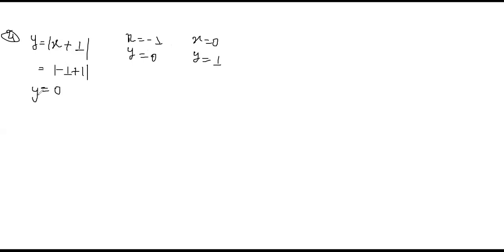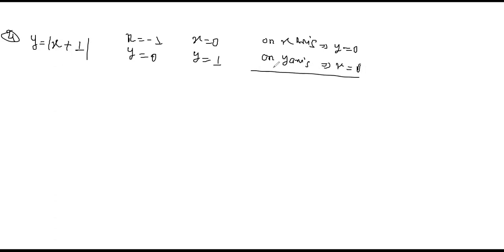Why do you use 1 and 0, or negative 1 and 0 for x? Because I want to locate the point on the x-axis. On the x-axis, you take y equal to 0. And on the y-axis, you take x equal to 0. Yes or no? You know about this?